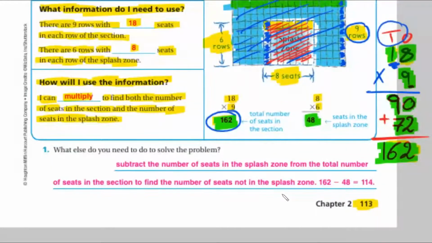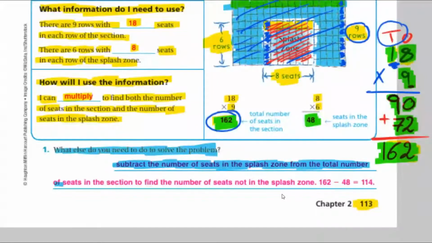Okay, guys, as you see here, what else do I need to solve in the problem? Subtract the number of seats in the splash zone from the total number of seats in the section, to find the number of seats not in the splash zone. So you have to subtract 162 minus 48 to get 114. Okay, guys, let's move to the next page.